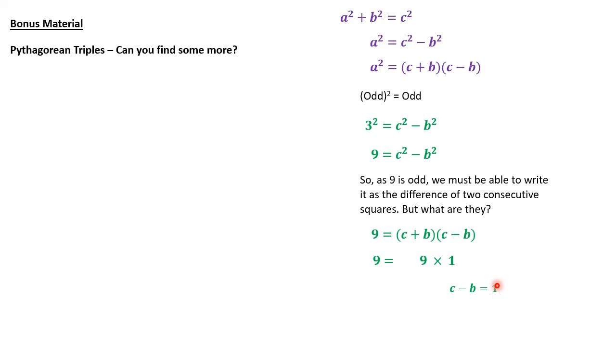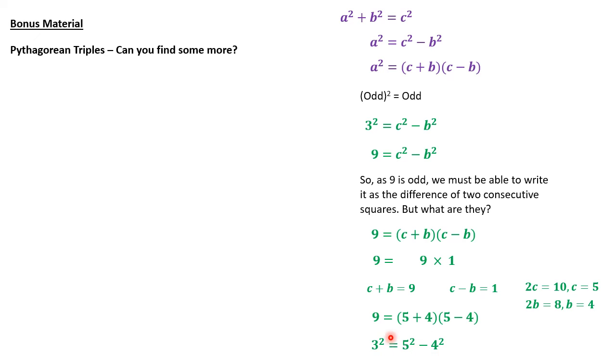C minus b equals 1, just writing that out, and c plus b must equal 9. So I know these two little things, and I could do some simultaneous equations to solve them, but you might just be able to figure out in your head what c and b must be. So if I pop c and b into the brackets, into this factorised version, I get 5 plus 4, 5 minus 4, which is 9 times 1, which is what I wanted, or 5 squared take away 4 squared.